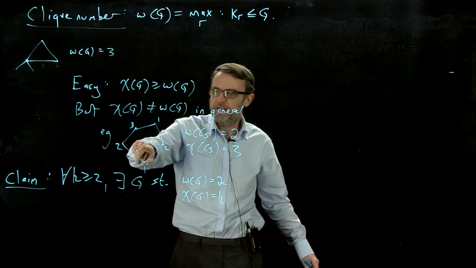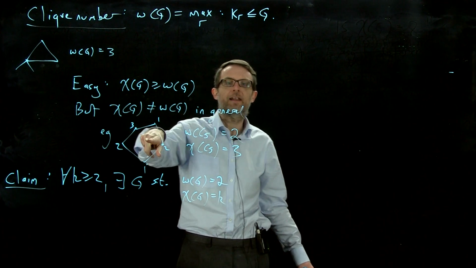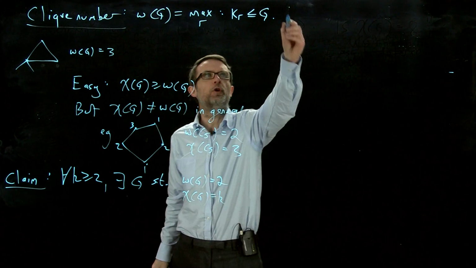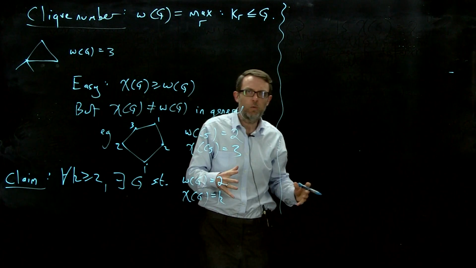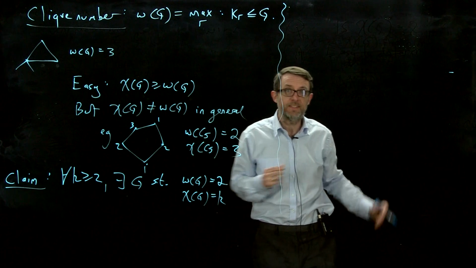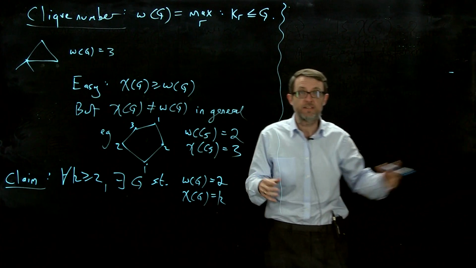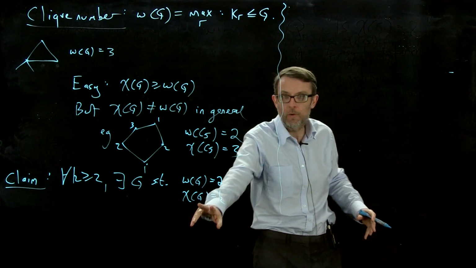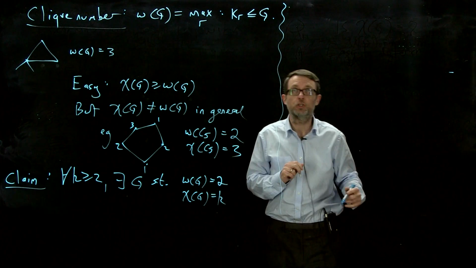This guy here gives us a hint in that direction. We're forcing the chromatic number to be 3 without introducing a triangle. And actually, the proof that we're going to give of this claim is going to involve a construction where we start off with this example, and we're going to build up from this example to an infinite family of examples, so that the kth member of the family has chromatic number exactly k, but only has clique number 2.